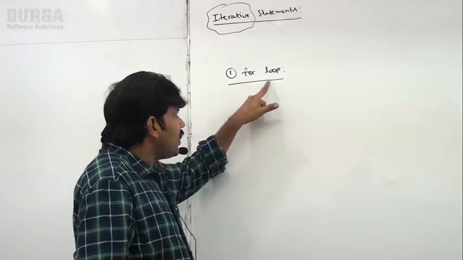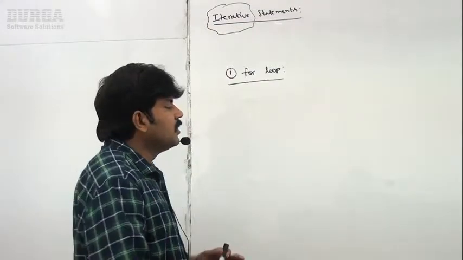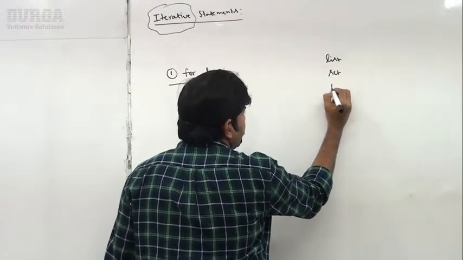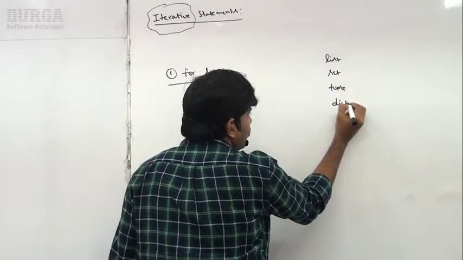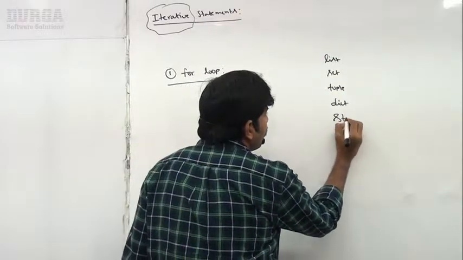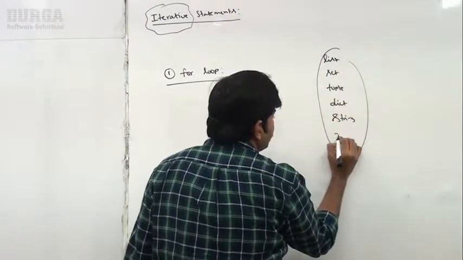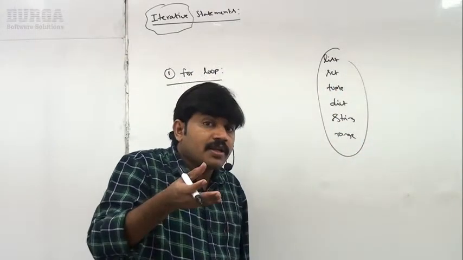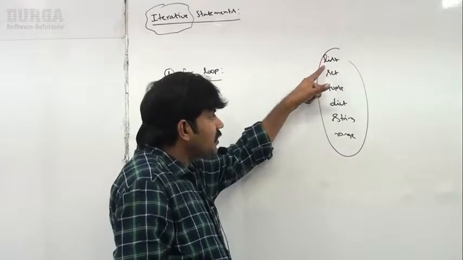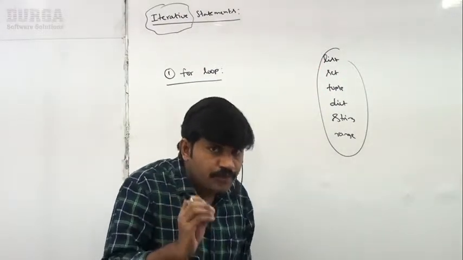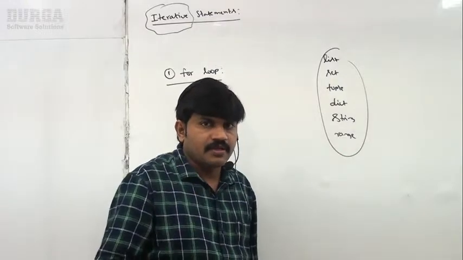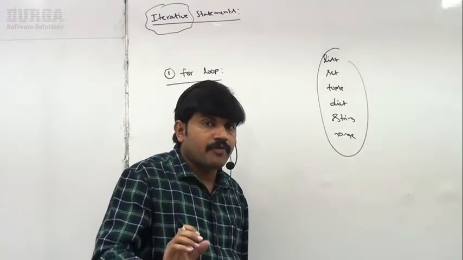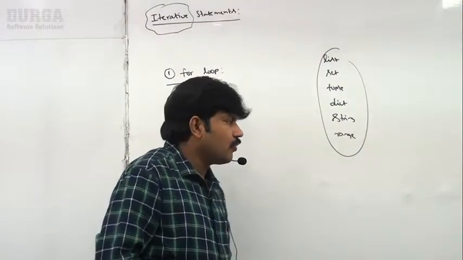Sir, when should we go for a for loop? Suppose I have some collection. Maybe it is a list, or a set, a tuple, or a dict, or otherwise a string. Maybe it is a string or otherwise a range. Assume that I have a collection or a sequence. For every element present in the given sequence, if you want to perform any activity, then we require a for loop.